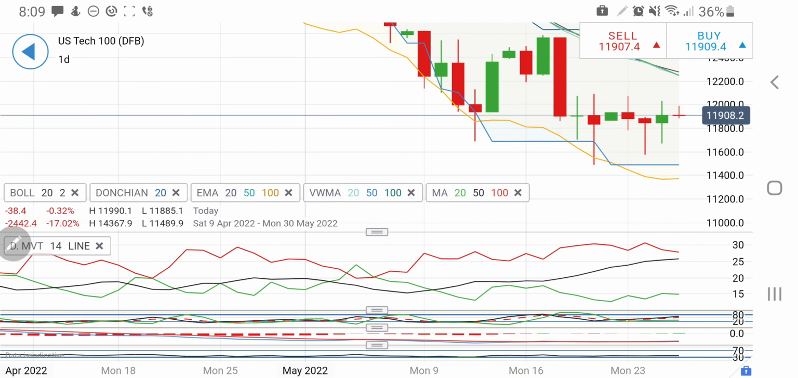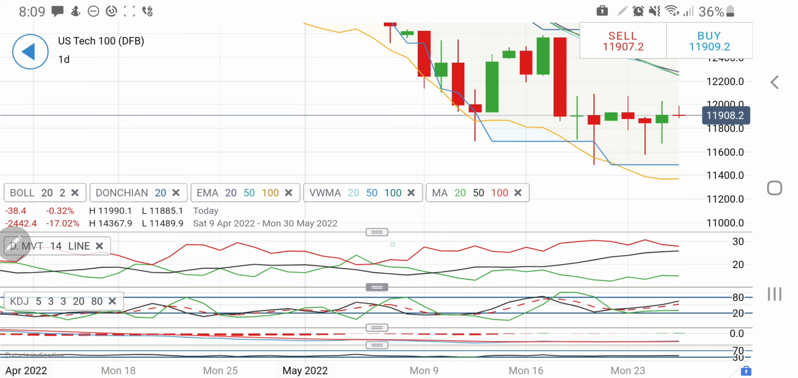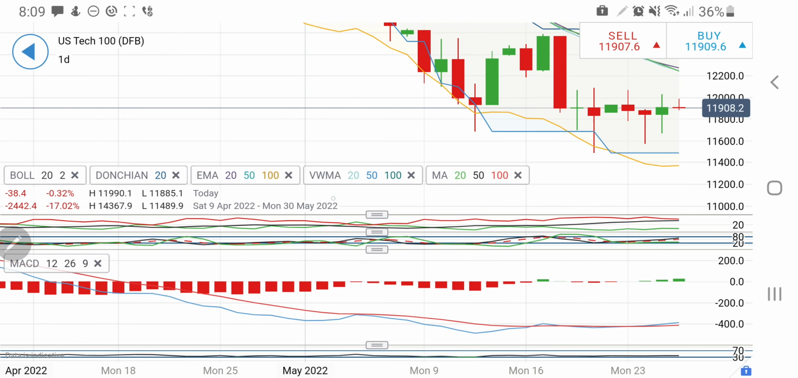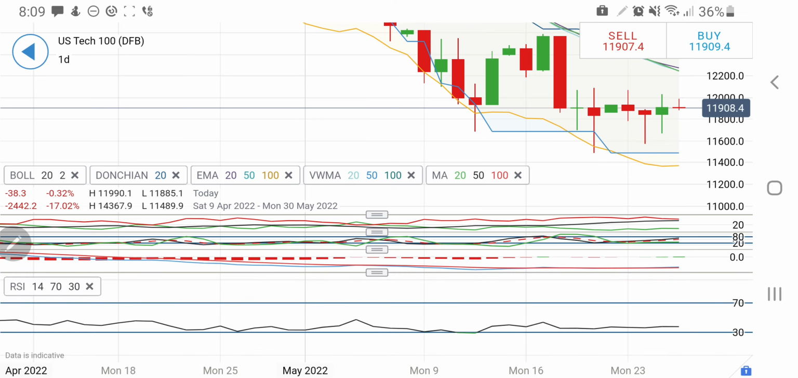Directional movement is bearish here, it is still divergent. Look at the stochastic, this is near to top, they are trying to look upwards. The MACD is crossed over and it is trading in green, it is trading with a bullish bias, it is divergent, and RSI near to bottom.